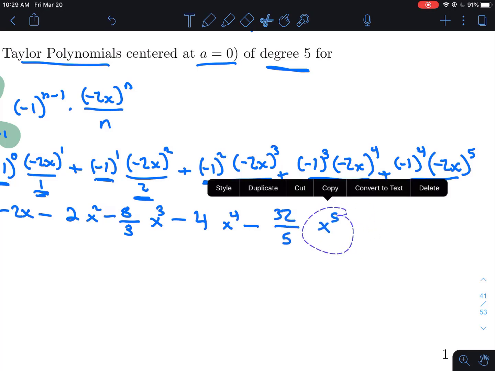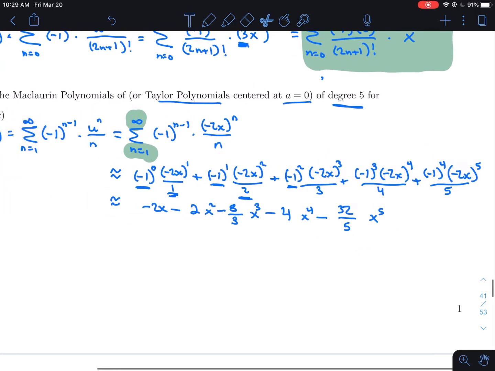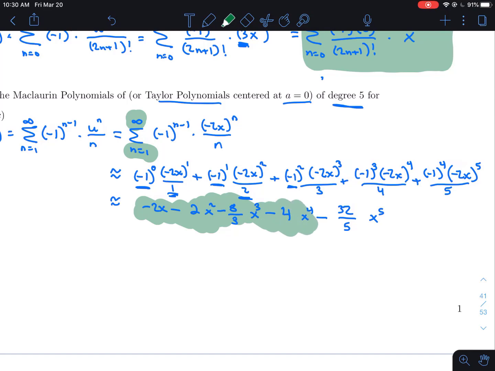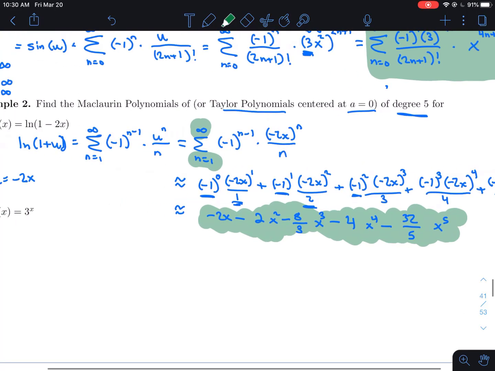So this right here is going to be my answer, my Maclaurin polynomial, centered at 0. Notice that we just have x's raised to various powers. So that's why it's centered at 0, of degree 5.